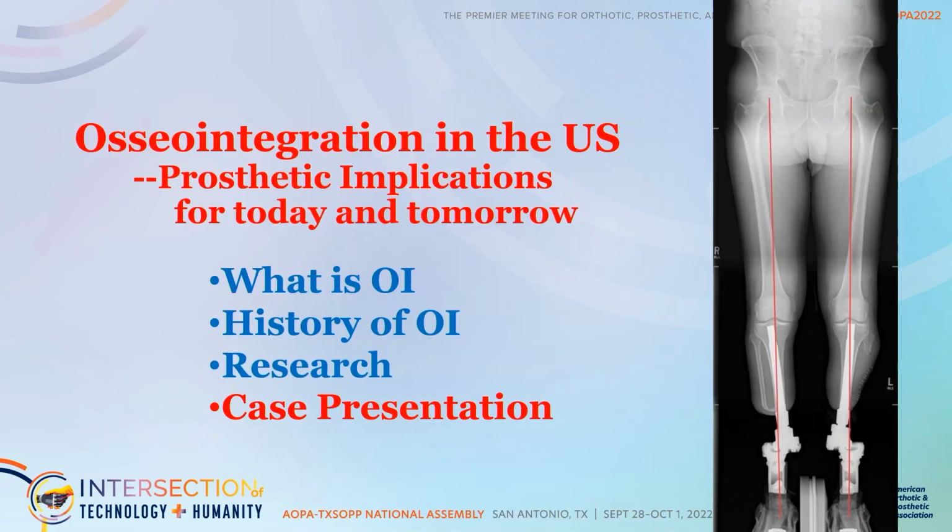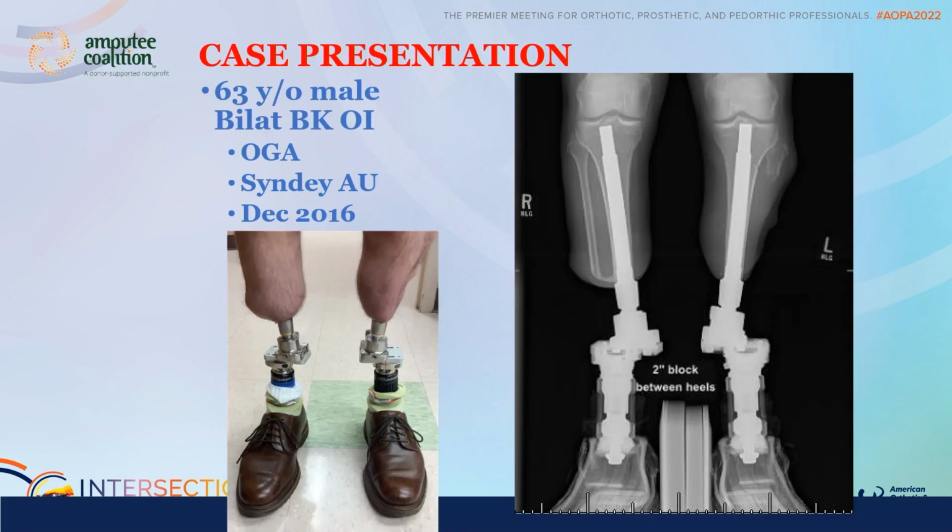So, we talked a little bit about what OI is and a little bit of the history of OI, a little bit about the research. Let's talk about a specific patient. I'd like to introduce you to a 63-year-old male that had bilateral osseointegration almost 6 years ago in Sydney, Australia.